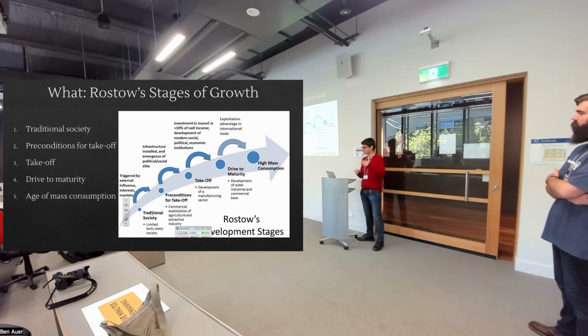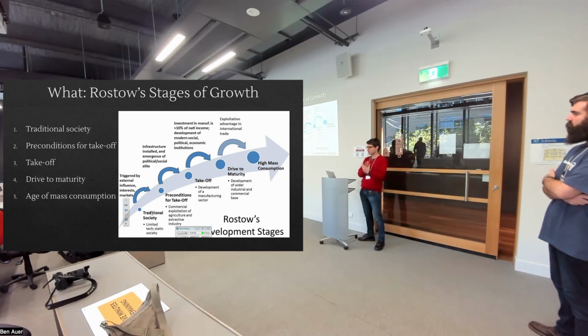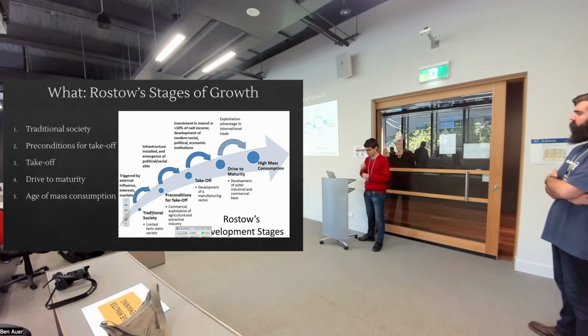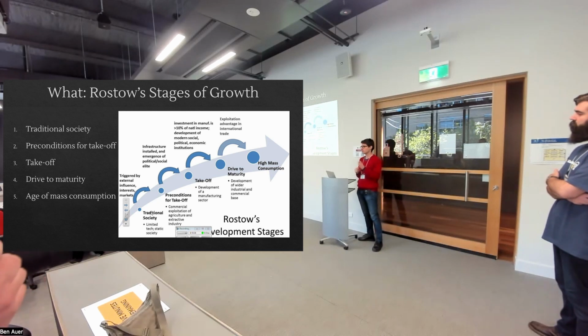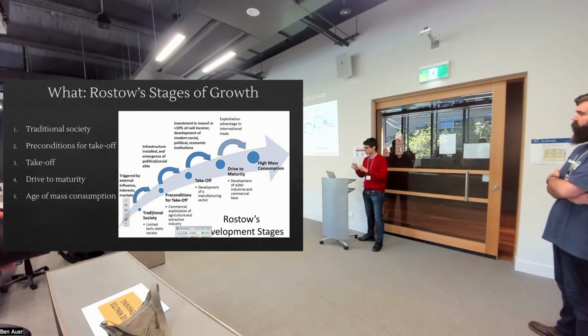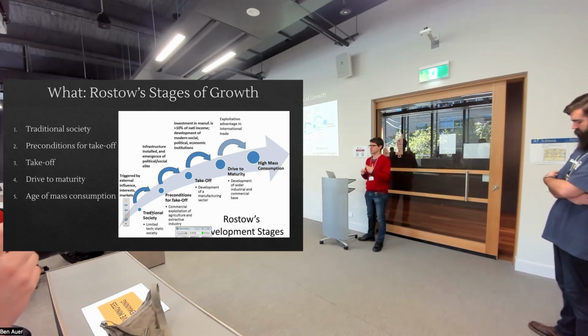And the drive to maturity is the next stage that he talks about, which is a kind of process of widening. So often the takeoff process happens in a few industries initially. In the case of the UK, it was focused in things like textiles and railway industry and mining, initially in the late 18th, early 19th centuries. But in the decades after that, it widens to encompass more of the economy, and more of the economy modernizes and adapts to new processes.